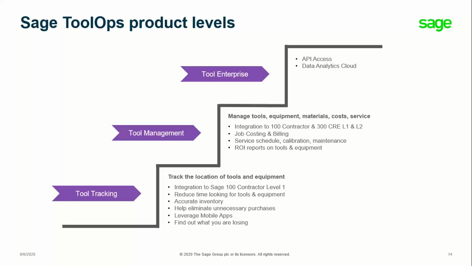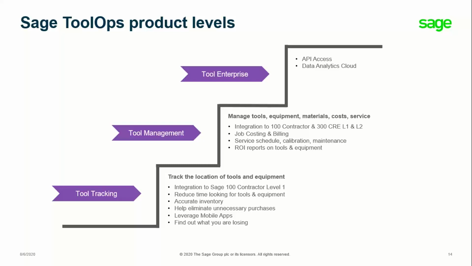So the tool tracking, or Sage ToolOps tool tracking, what is that designed for? Well, it's integrated with 100. It's kind of a basic level. It's going to show you what you have. How many of these tools do you have? Who has them? How many did we lose last year? It's going to leverage the mobile apps. It's hopefully going to eliminate a lot of unnecessary purchases, because with a click of a button, you'll be able to look out and see how many threaders or benders or compressors do we have in the company and where are they available. So that's the tool tracking portion.